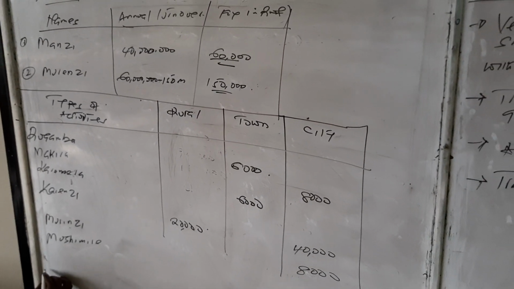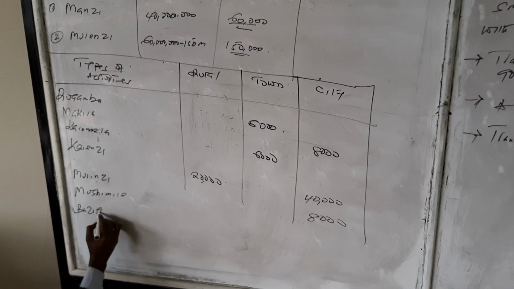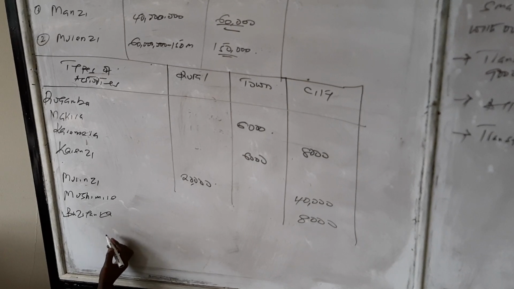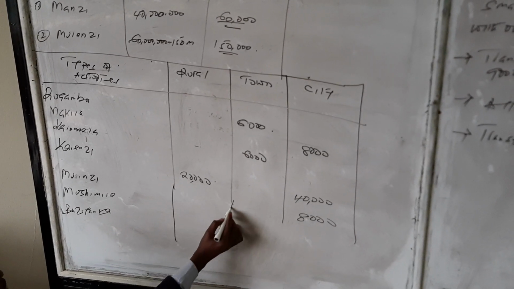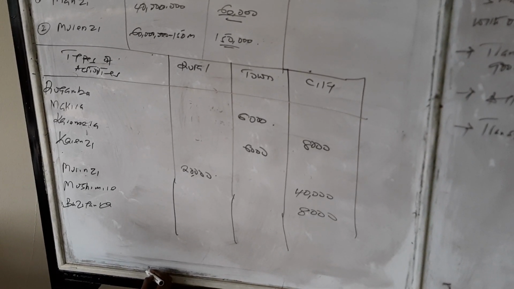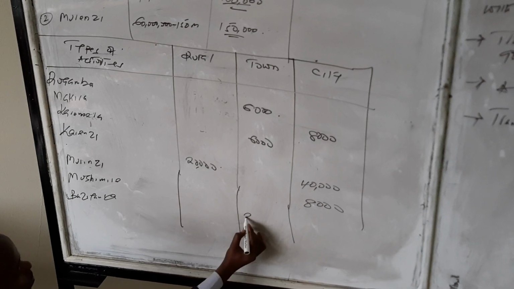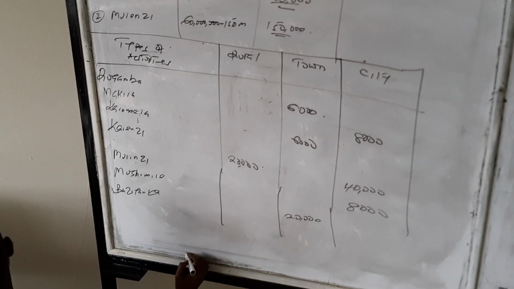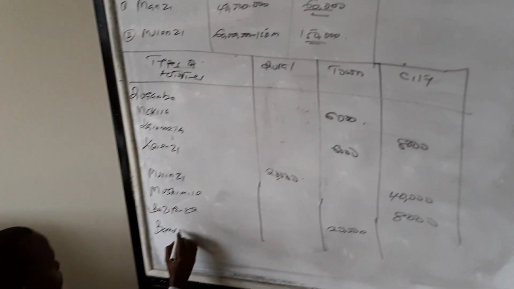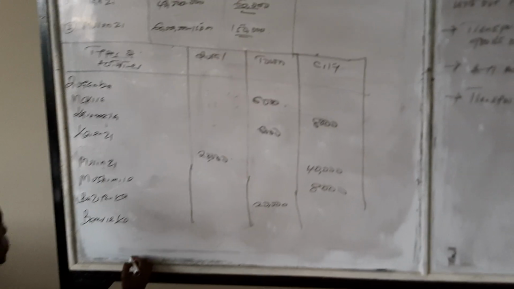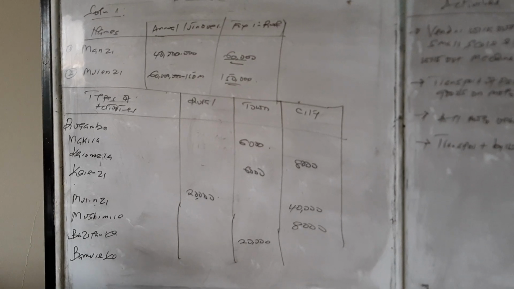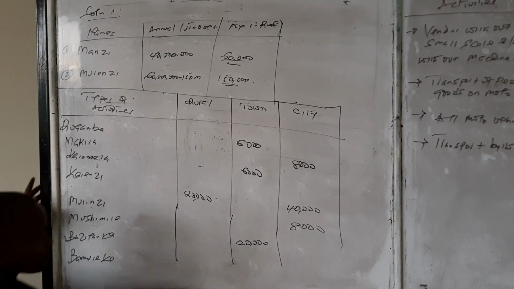So Bazianka owns a boat in Rubavu. If he owns a boat in Rubavu that is doing the transportation, so Rubavu is just a town, he will have to pay the 20,000. So Bamureke is a car hire and he operates in Kigali city. So therefore, he will have to pay 40,000.